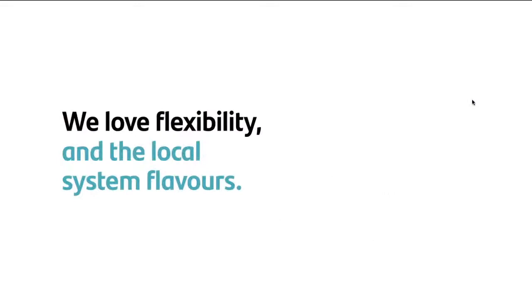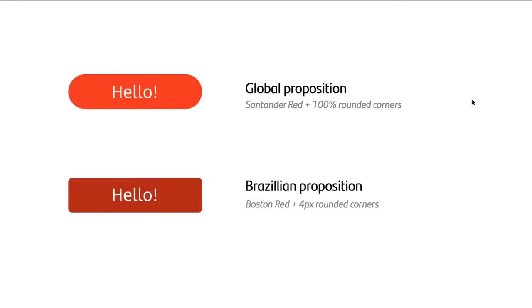Because indeed, we love flexibility, we love system flavors. Why is that? Well, I want to talk to you about an actual example that explains how important it is to be flexible. This is the button that we have in the global proposition. This is painted, as you can see, with this tone of red, which is the Santander red. And the shape has 100 rounded corners.